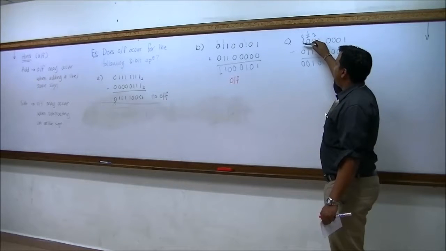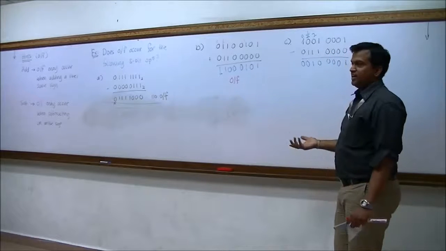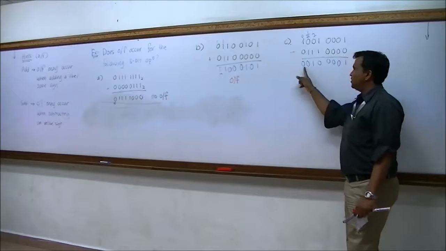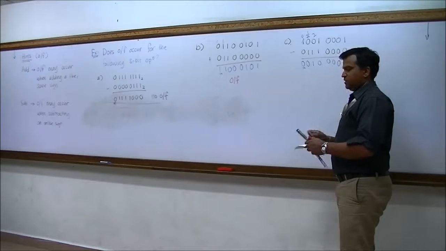This is the negative. Negative minus positive is supposed to get what? Supposed to get negative. What are you getting? Positive. So got overflow or no overflow? Yes, there is overflow.